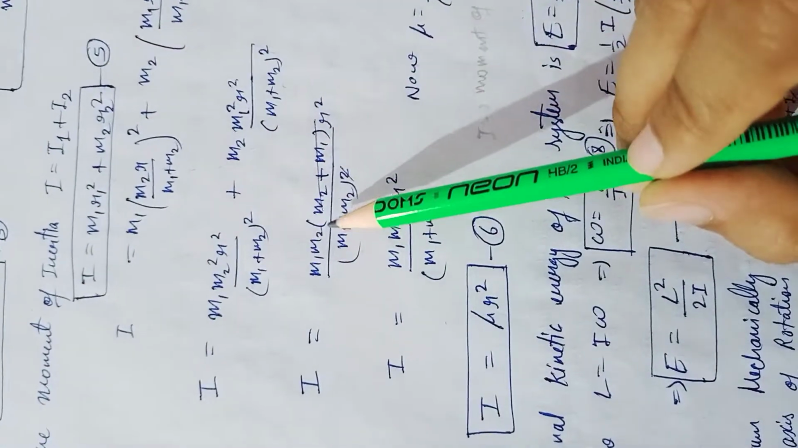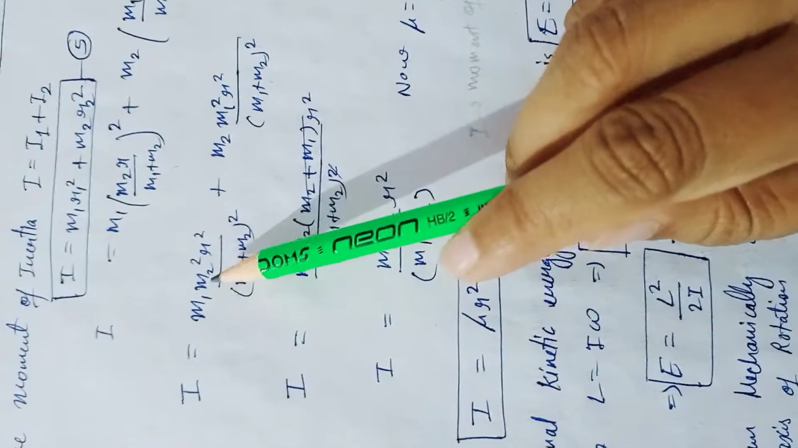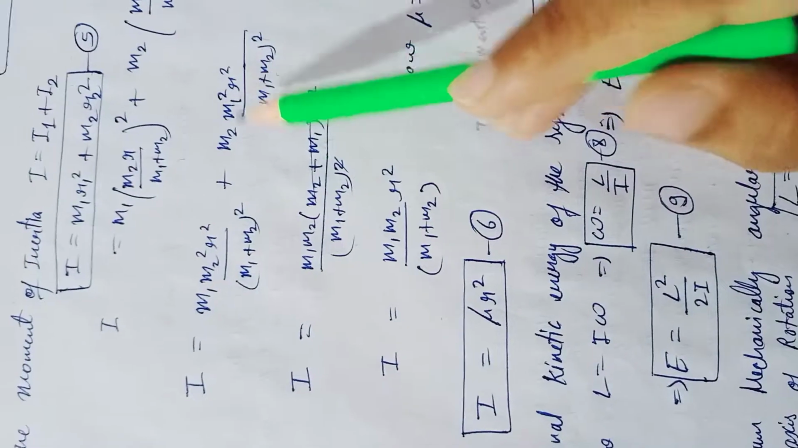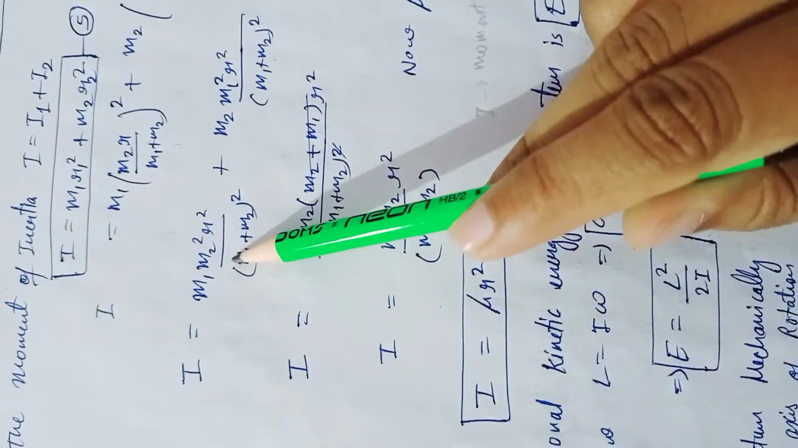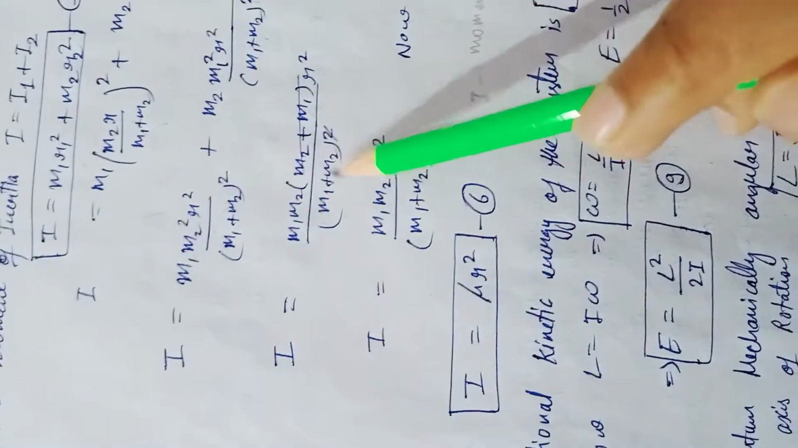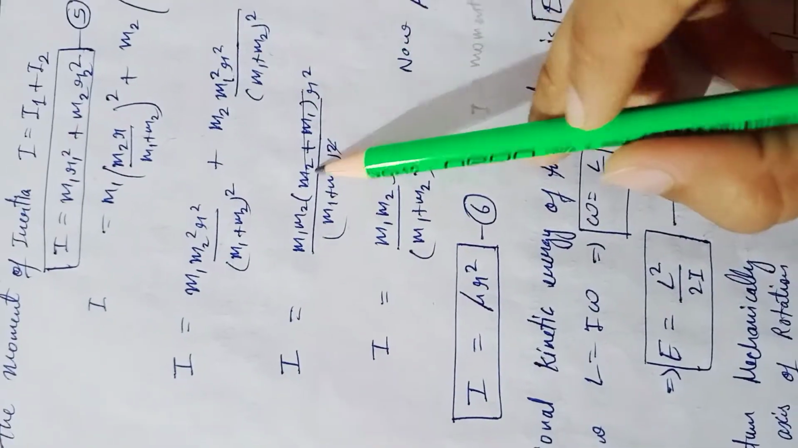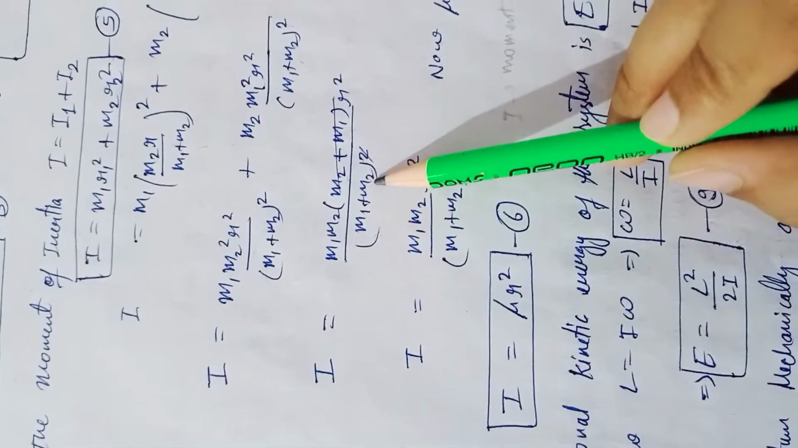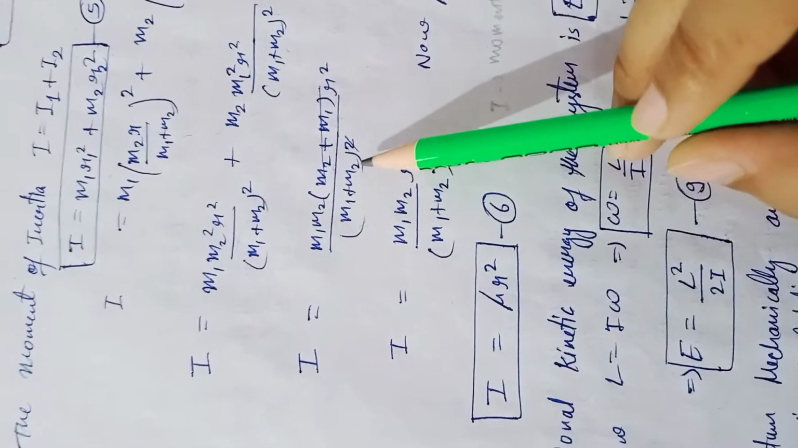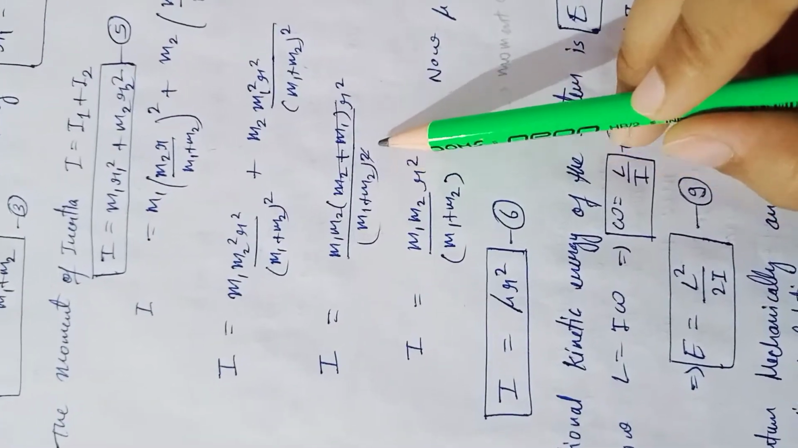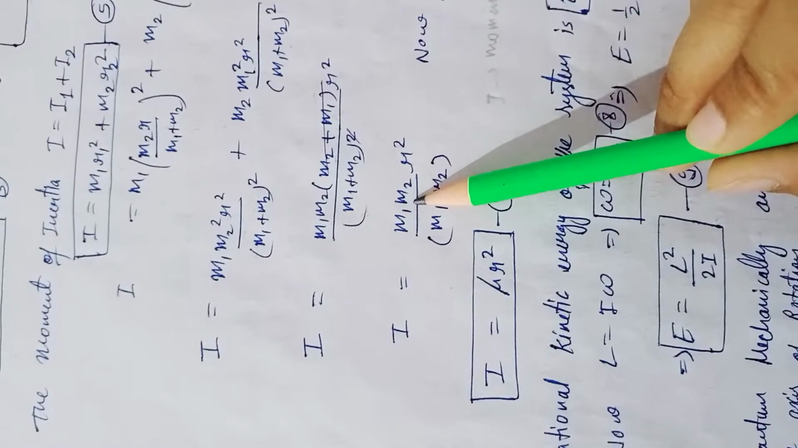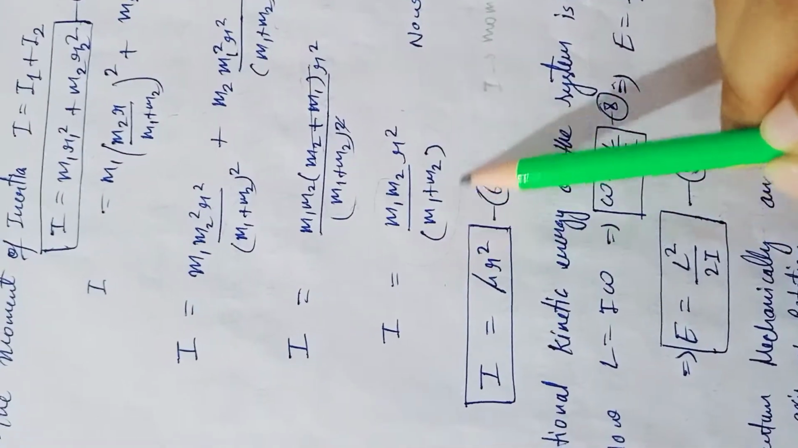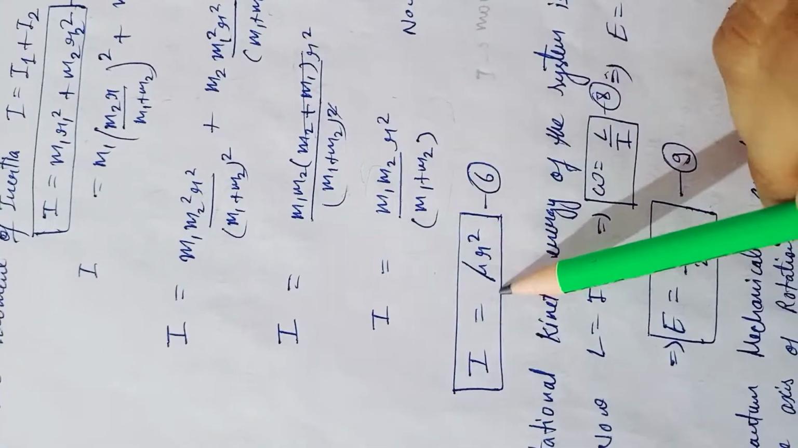Then take out the common factor. Looking here, m1 m2 square r square and m2 m1 square r square, so m1 m2 will be common. Then here m2 is left, and here m1 is left. So m1 plus m2 and r square will be common, over (m1 plus m2) whole square. In the denominator it is squared, so just cancel it out. We will get m1 m2 divided by m1 plus m2, times r square. This whole term, we know, is the reduced mass, which is represented by mu.